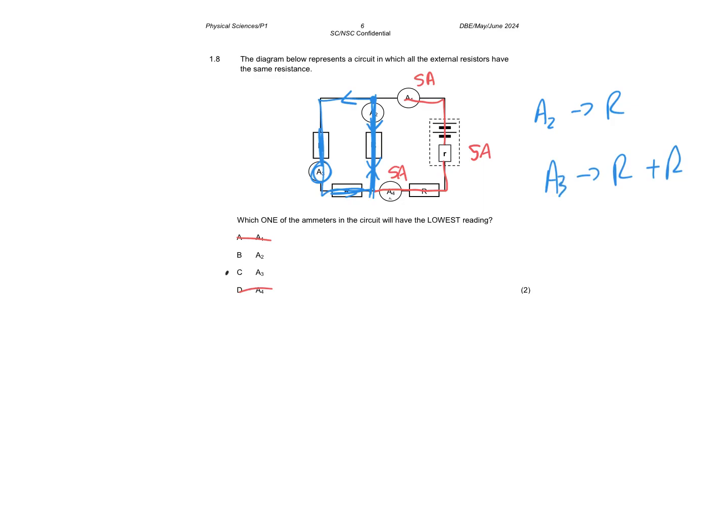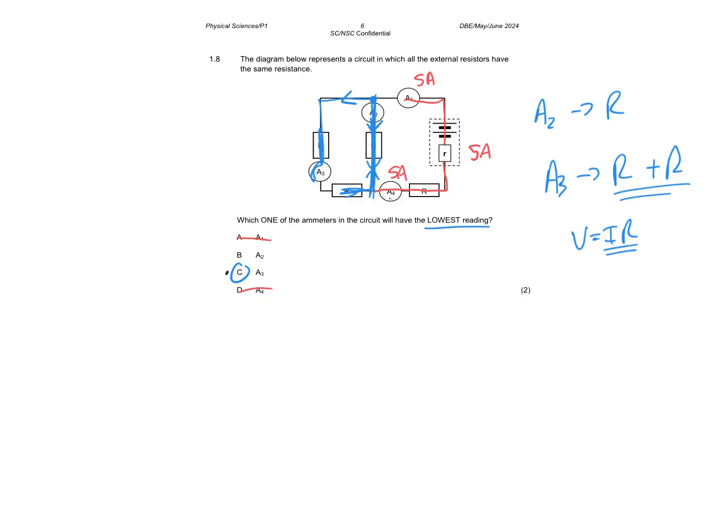So A3's current has more resistance, which means A3's current will be smaller because V equals I times R. So for constant V, I and R are inversely proportional. The more the resistance, the less the current, and they wanted the lowest ammeter reading.